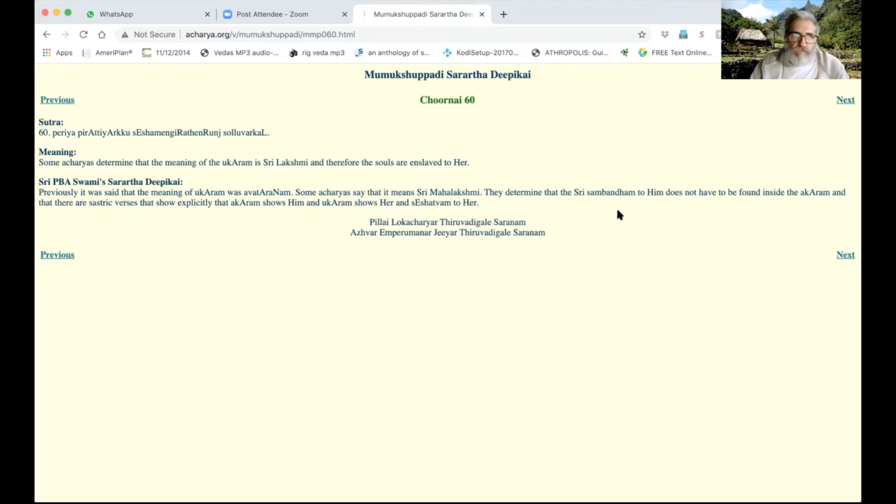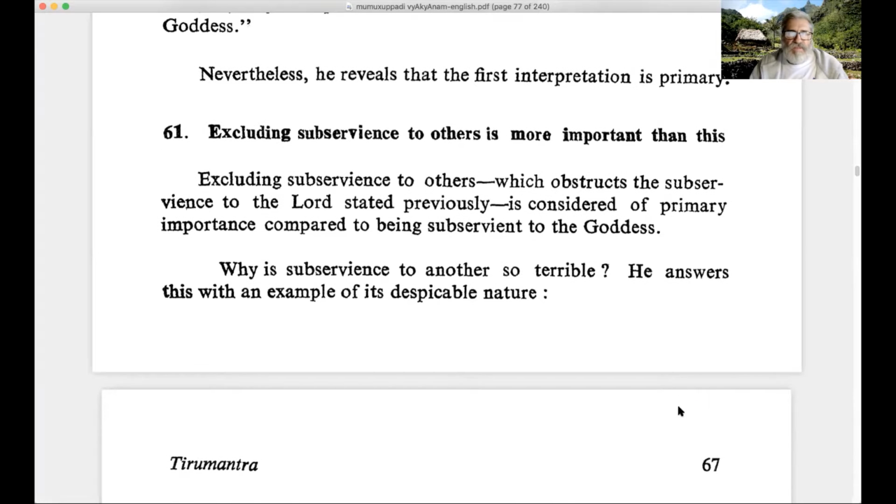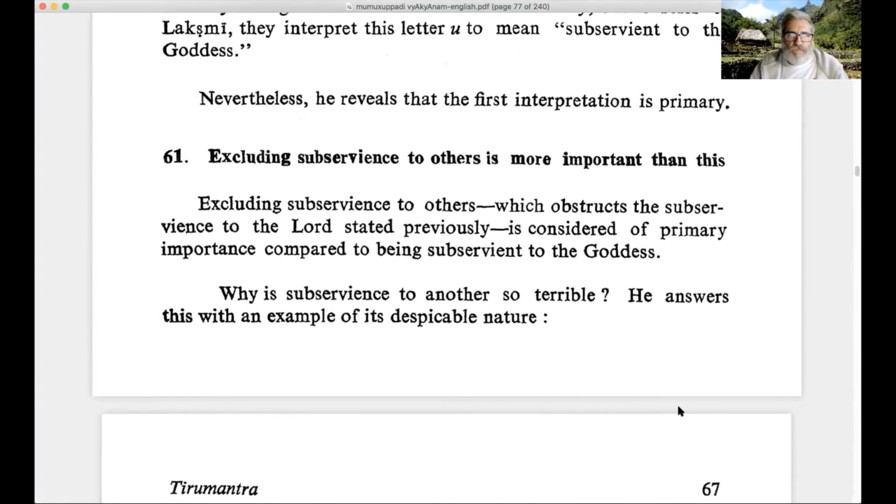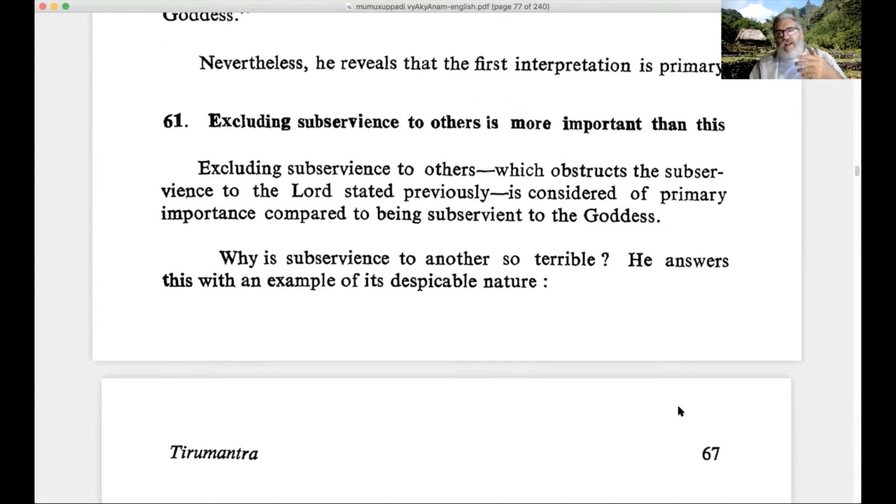Okay. So if we continue back to Sutra number 61, right? Sutra number 61 says, after we said that the first understanding of exclusivity in the letter U was the primary one, then we've talked about the secondary understanding, which means Mahalakshmi. Now we're talking about subservience. In Sutra number 61, it says, excluding subservience to others is more important than this.